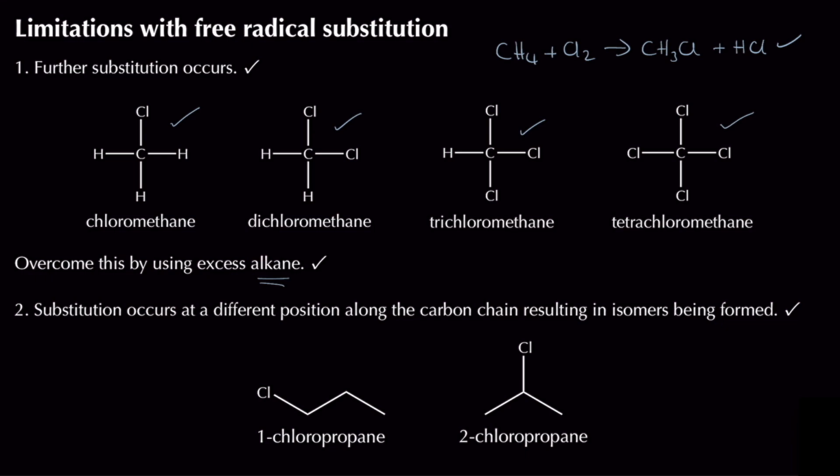Now another issue is that we can end up with substitution occurring at a different position along the carbon chain, and that results in isomers being formed. Although in our previous reaction we wanted to produce 1-chloropropane, there's nothing stopping another hydrogen atom being substituted for a chlorine at a different carbon atom along the carbon chain, forming something like 2-chloropropane. So there are our 2 limitations with this reaction: further substitution can occur, and substitution can occur at a different position along the carbon chain, which results in isomers being formed.